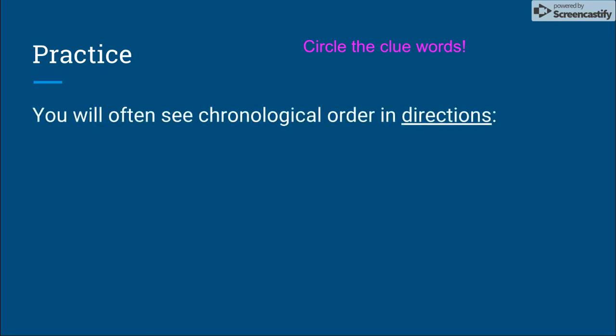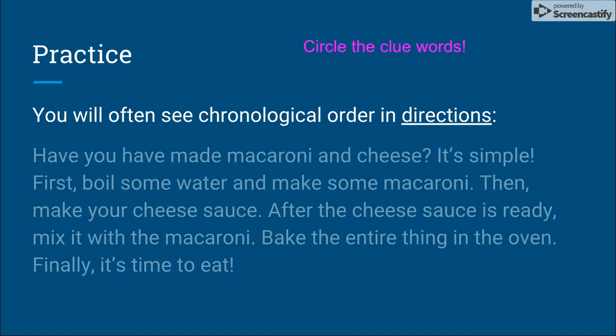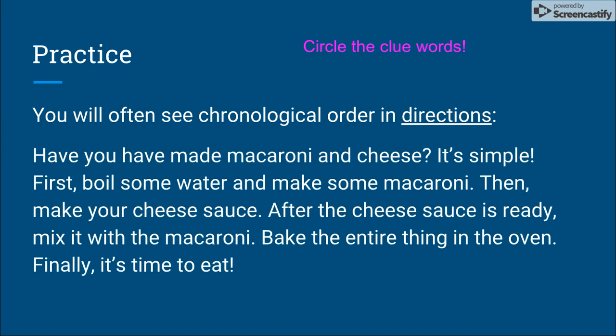All right, so we're going to go ahead and practice. So you have this text on your note. So I want you to first look through and find the different types of chronological order clue words. All right, so most often you'll see chronological order in directions, and this is an example of some directions. Have you ever made mac and cheese? It's simple. First, boil some water, then make some macaroni.